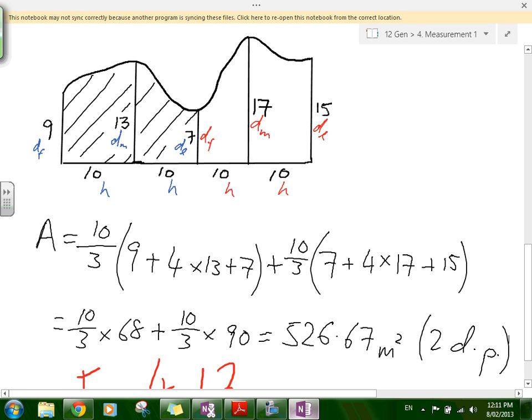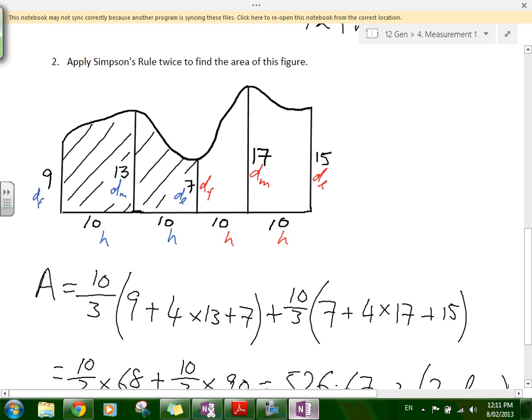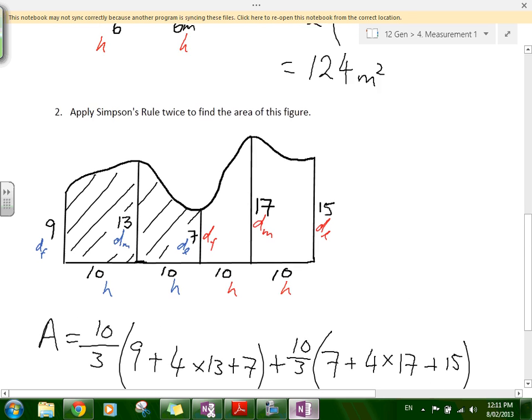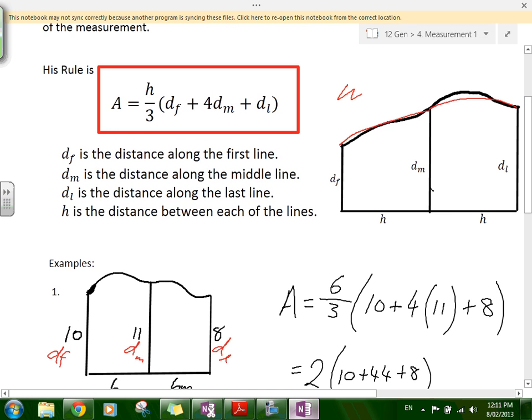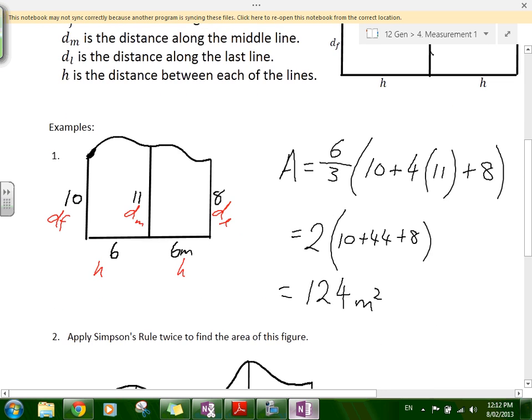Listening? Remember, guys, this is the formula: A equals the distance between the measurements, h over 3, times the first distance plus 4 times the second distance, which is the middle, plus the last distance. And you can apply it numerous times.